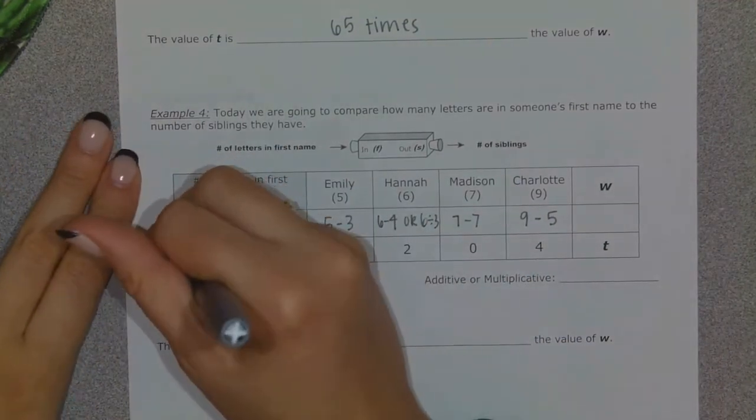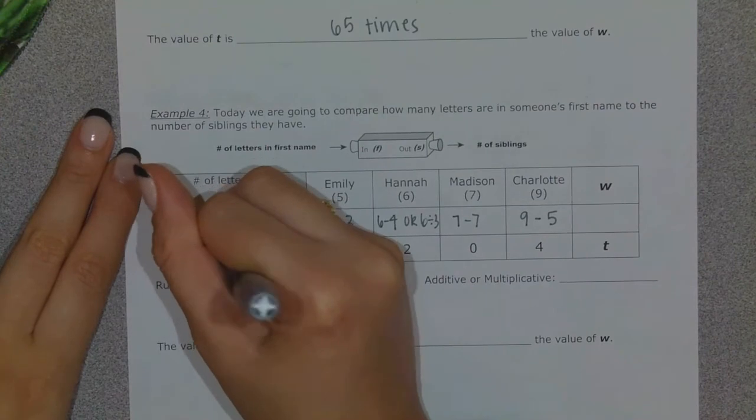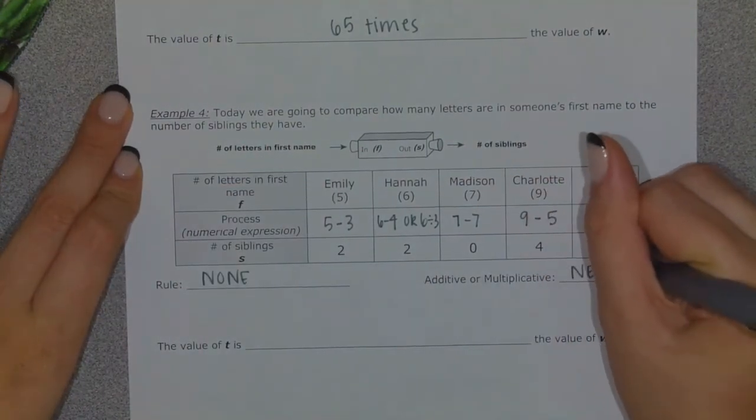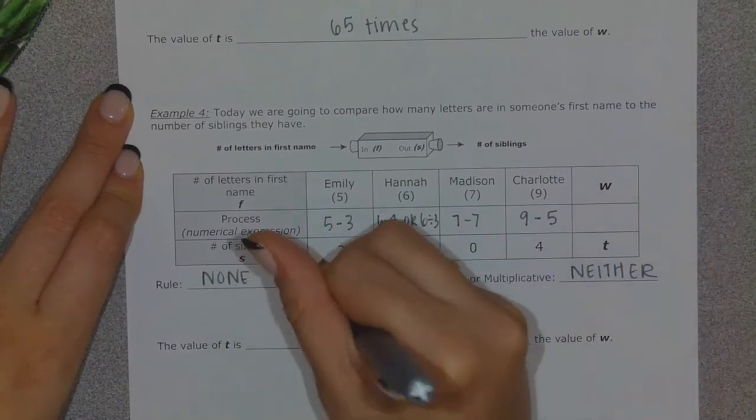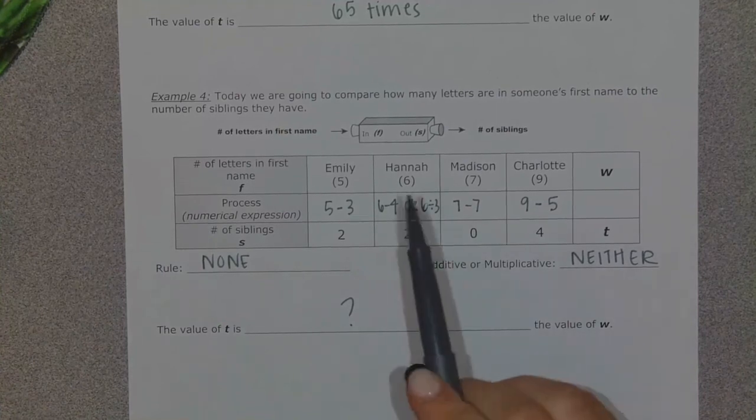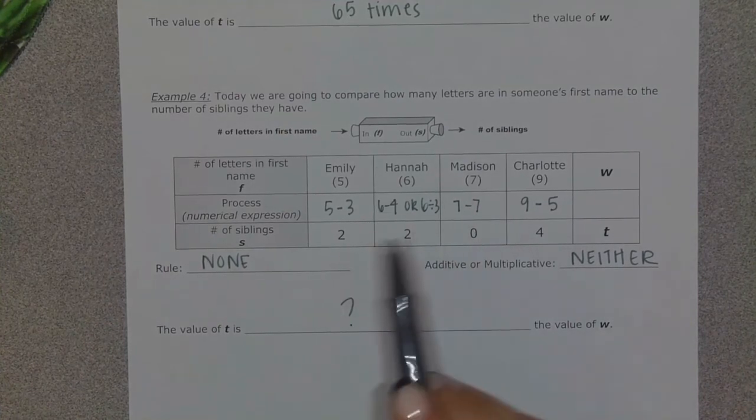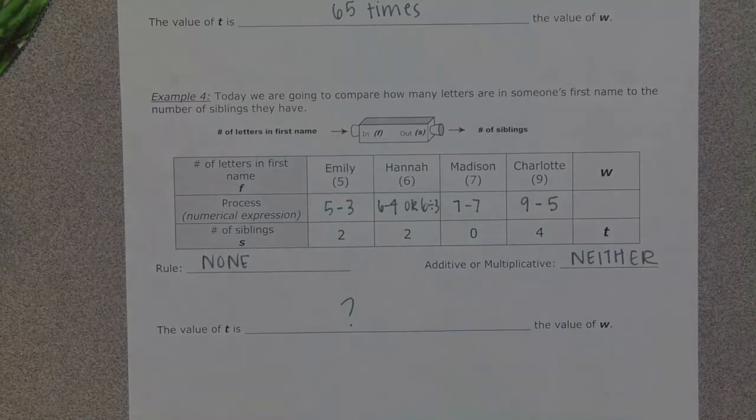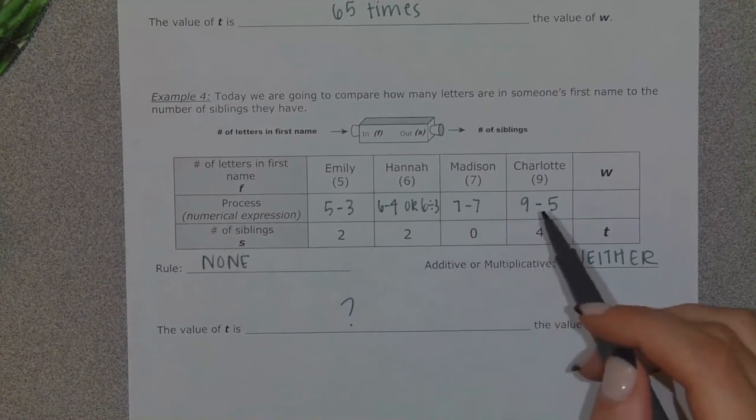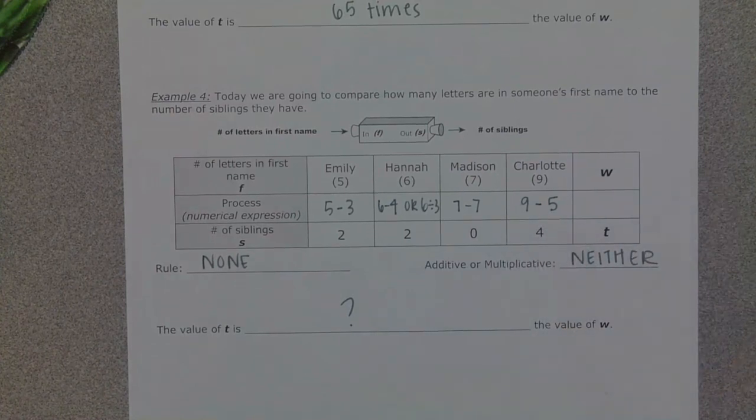So this one, there is no rule. It's not additive or multiplicative. And I can't write a verbal description. There is none, because this data right here has no pattern. It has no relationship. It has nothing. It's just a bunch of random X values and Y values that don't have a rule, that don't have a pattern. So there are some times that our tables here, that our patterns don't have a rule.